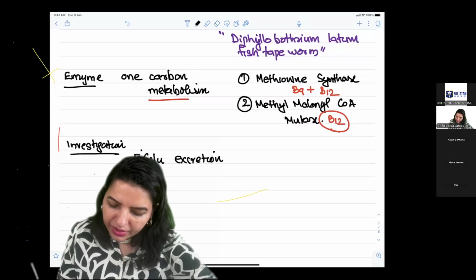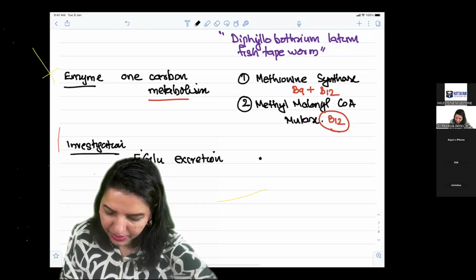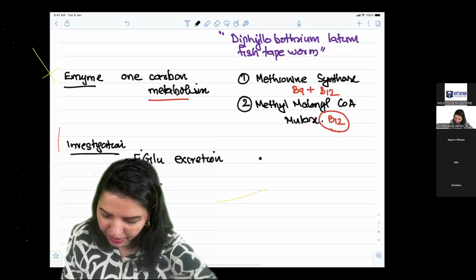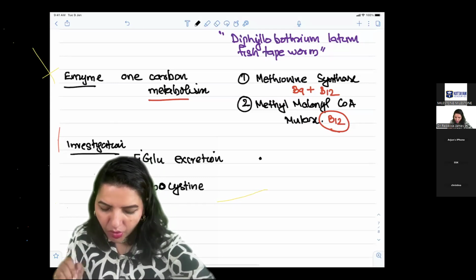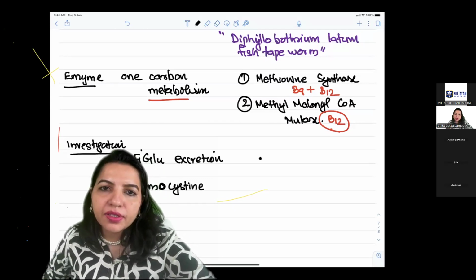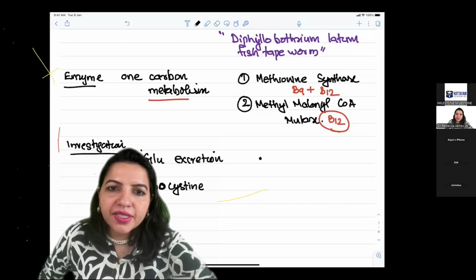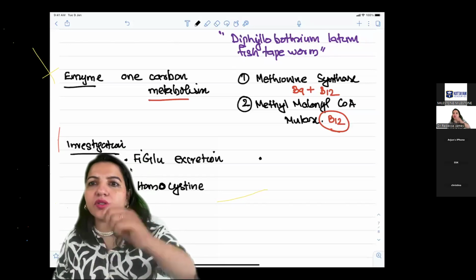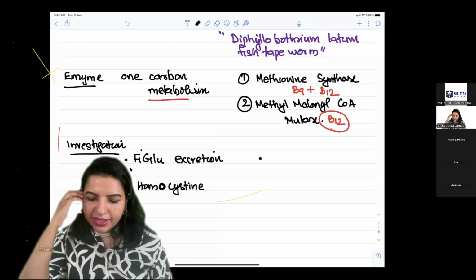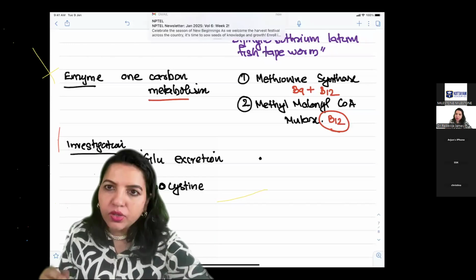Whereas if you go to the other side, and plus, can I say homocysteine here in the case of B9? B9 and homocysteine, is it related? Yes. Good. So B9 deficiency, yes, correct. Homocysteine, FIGLU are there.